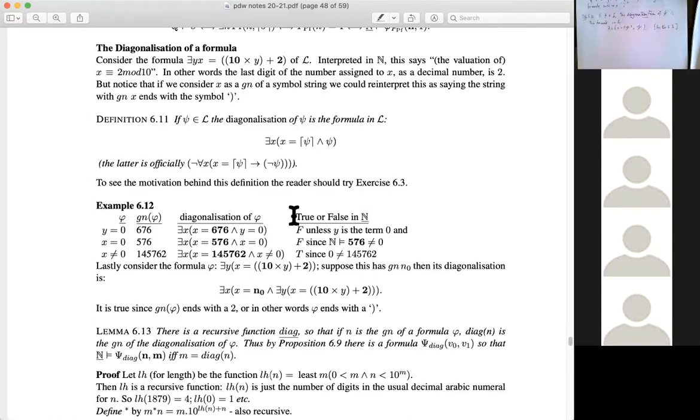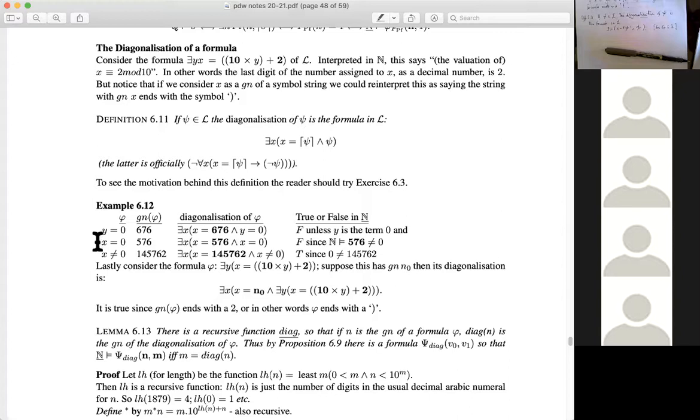Now in the far column, I've put down whether this formula is true or false in the natural numbers. We'll just inspect it to see. This whole formula is only going to be true if y gets assigned 0. There certainly is something that's 676. The truth or falsity of this diagonalization just depends on whether we interpret y as 0 or not. So when y is 0, it comes out true.